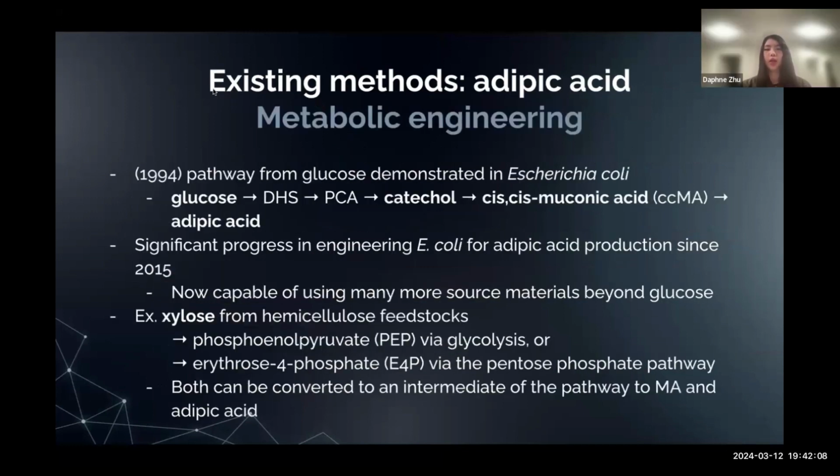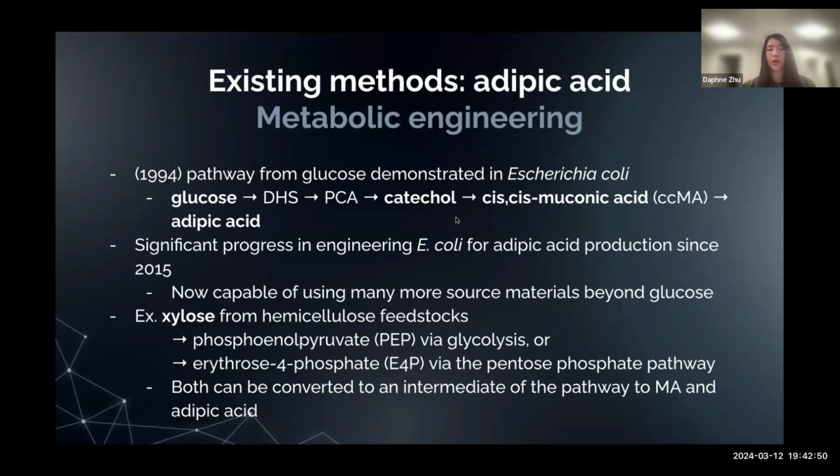As for bio-based methods, as early as 1994, a pathway was demonstrated using E. coli, converting glucose into several intermediates, DHS, PCA, and catechol, and then to cis-muconic acid, which is a very important molecule and a precursor to adipic acid. This molecule can be found in many of the biological pathways to adipic acid production. Then it's hydrogenated to adipic acid.